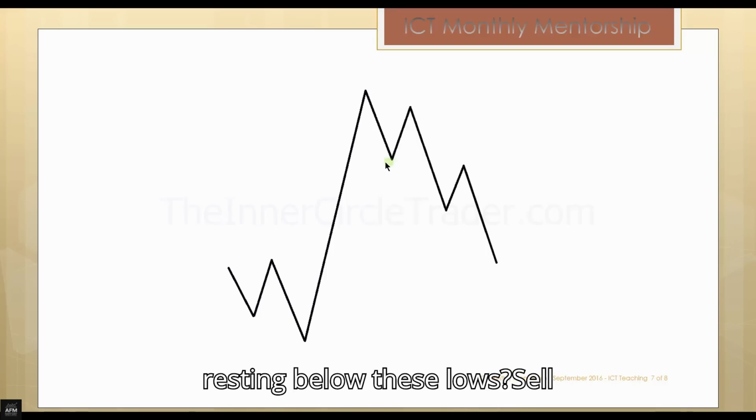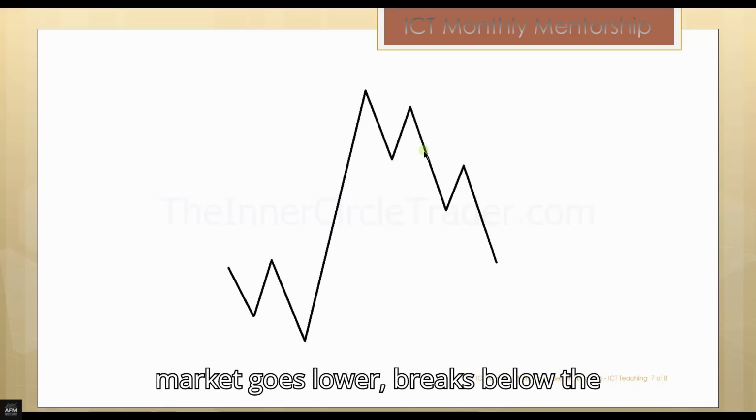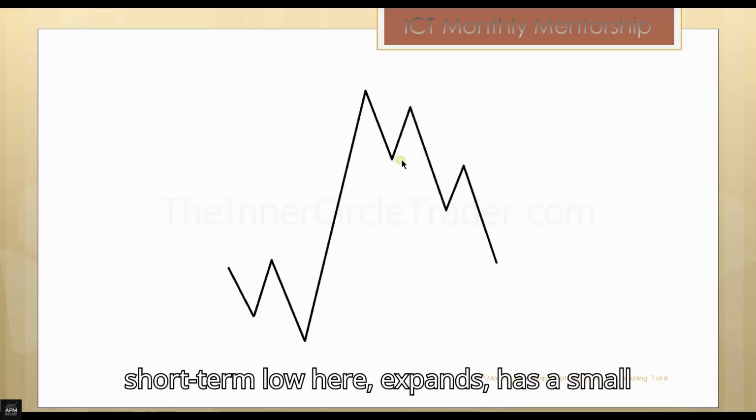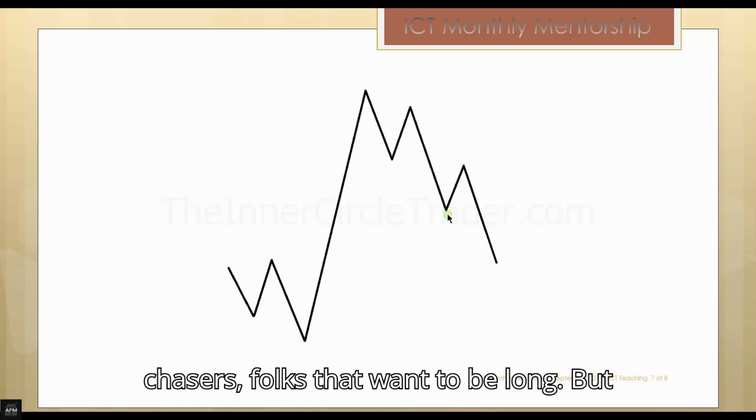Every retracement is going to find very little resistance going lower to run out the previous low. There's going to be what resting below these lows? Sell stop liquidity. So the market goes lower, breaks below this short-term low here, expands, has a small little retracement. What's going to be forming below this short-term low? Bottom chasers, folks that want to be long.